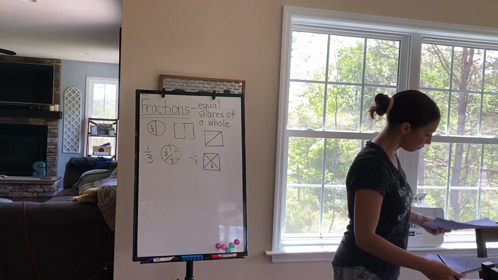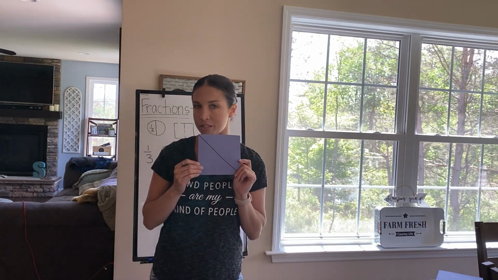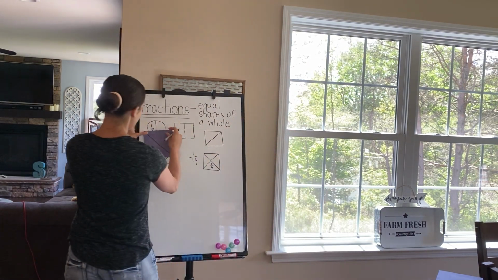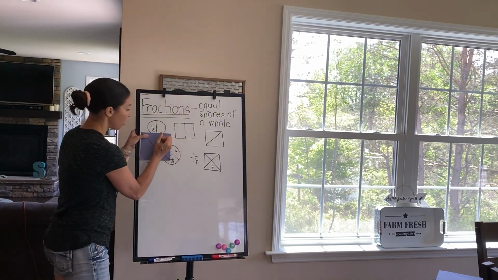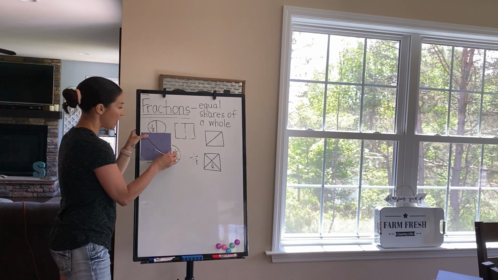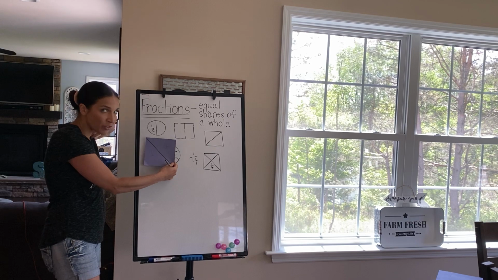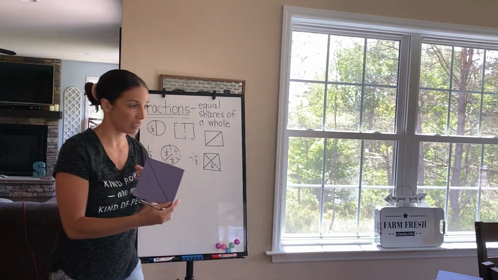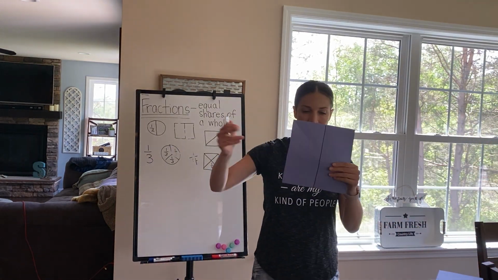Alrighty. We're going to move a little quicker through the squares. Yes or no? If you said yes, you are correct. This would be 1/, how many pieces? 2. So this would be 1/2. Now look, 1/2 in a square looks different than 1/2 in a circle because they're different shapes. But are they still broken up into 2 equal shares? The answer is yes. All right, here is another square.